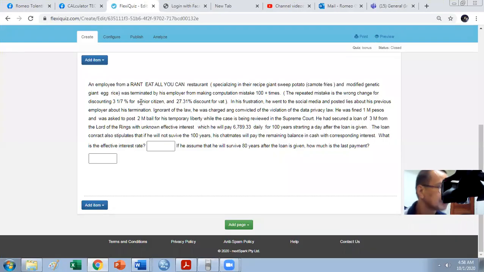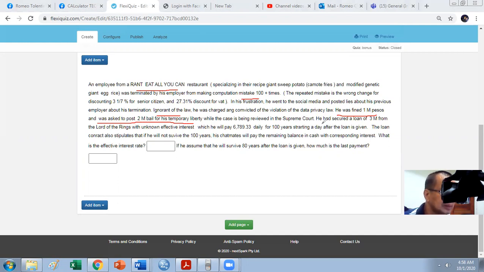Okay, actually itong bonus problem nyo is an example of a perpetuity. An employee from the Rant All You Can restaurant specializing in a recipe giant kamote, modified giant egg rice, was terminated by his employer from making mistake 100 times. So, never mind those mistakes. Kayo na lang bahala dyan. Ignorant of the law, he was charged and convicted with a violation of the data privacy law. He was fined 1 million pesos and was asked to post 2 million bail for his temporary liberty while the case is being reviewed in the Supreme Court.